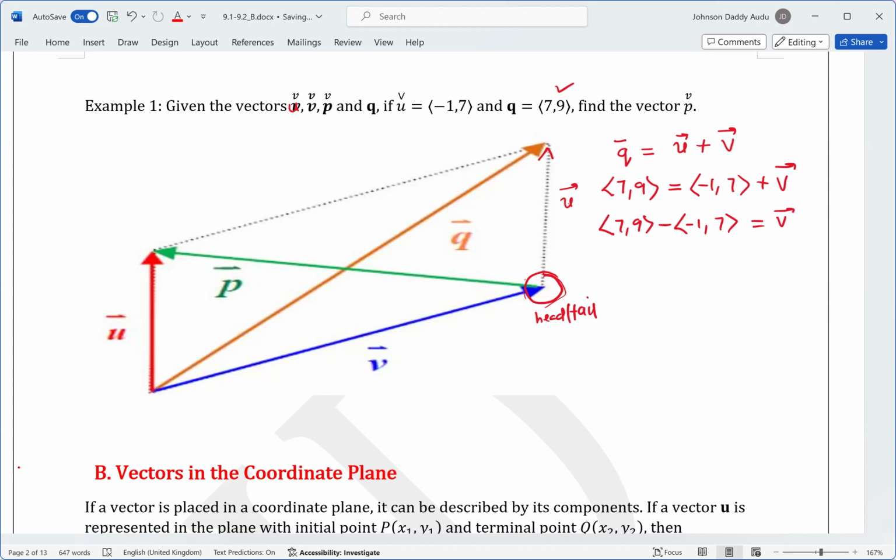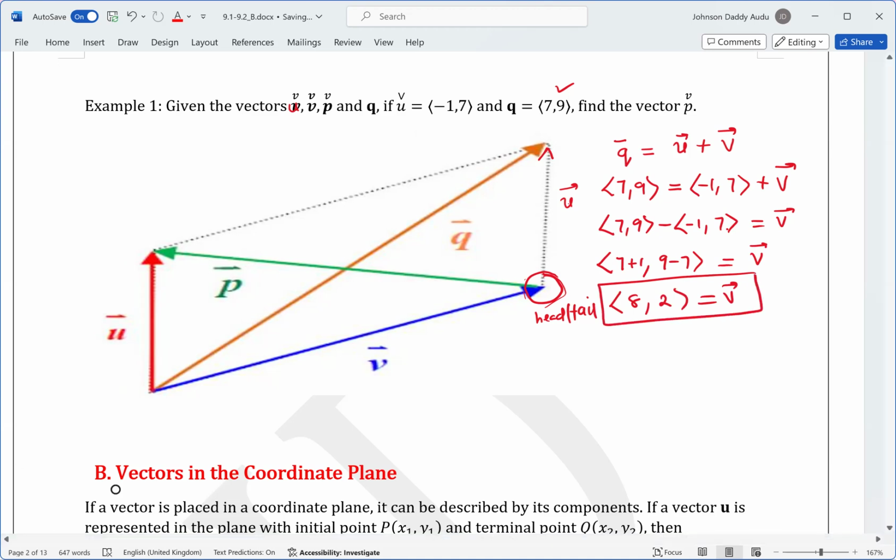But what is this one? This one is simply subtracting two vectors. We do it component-wise. We'll discuss this later. So this is going to be 7 minus minus, so this is plus 1, comma, 9 minus 7. And this will give us our vector V. So this is just going to be 8, comma 2. So this is our vector V.